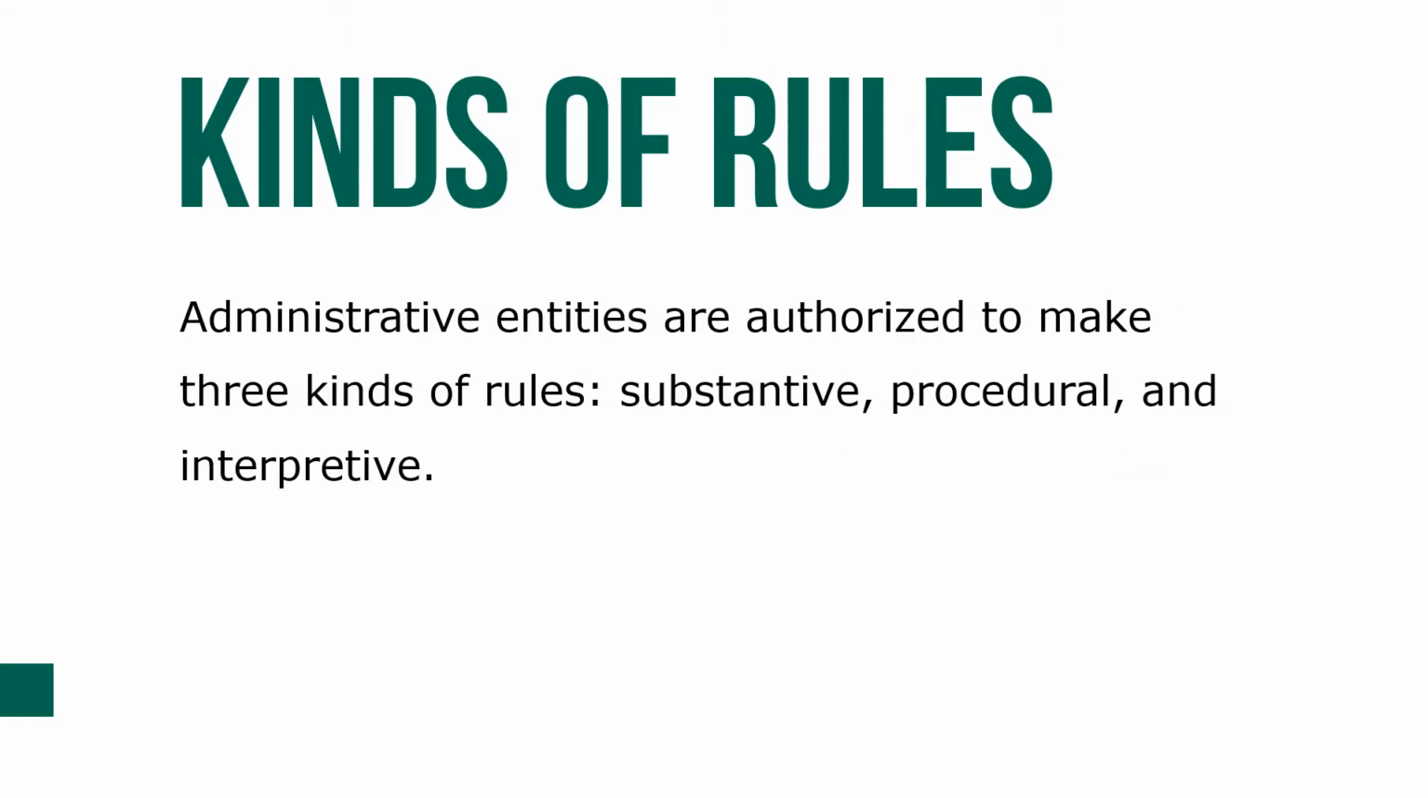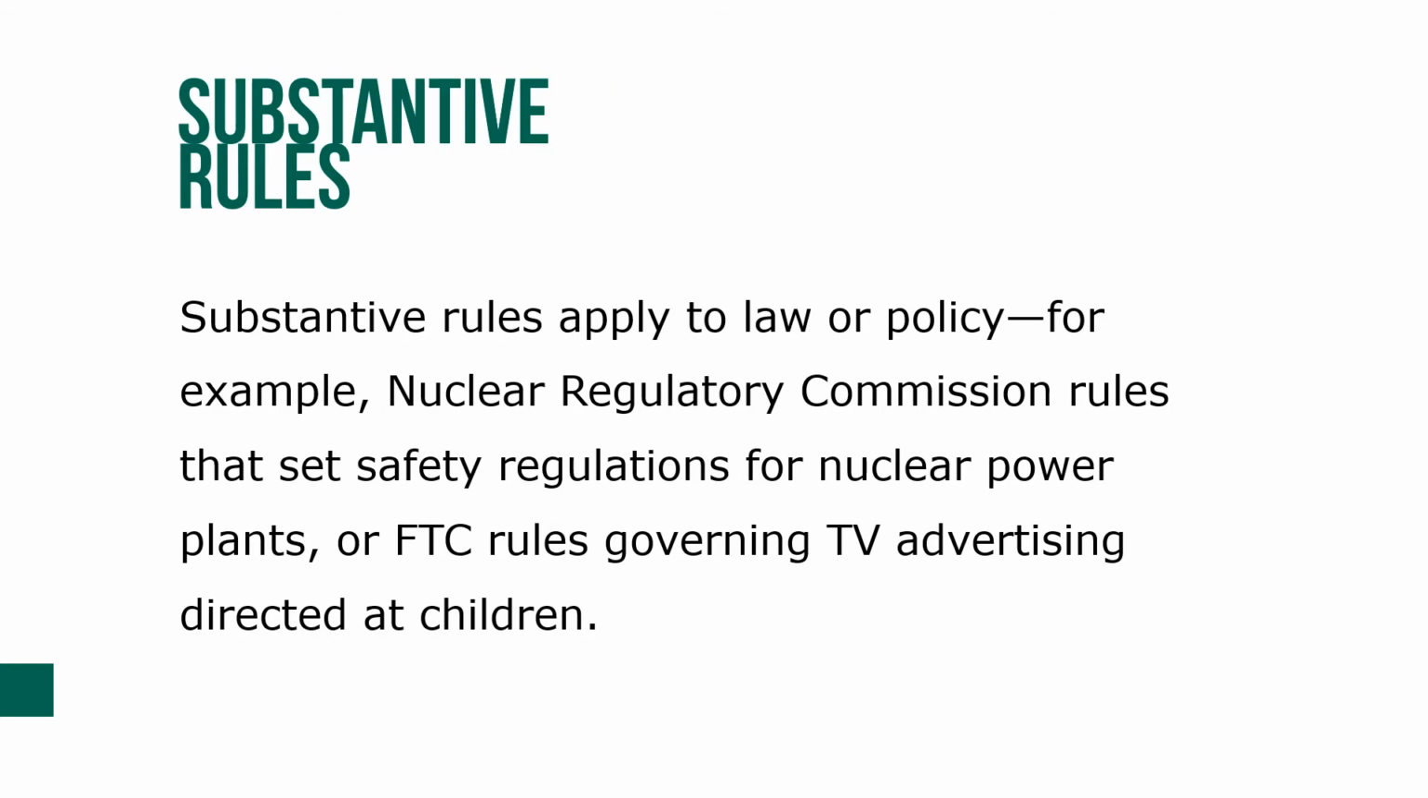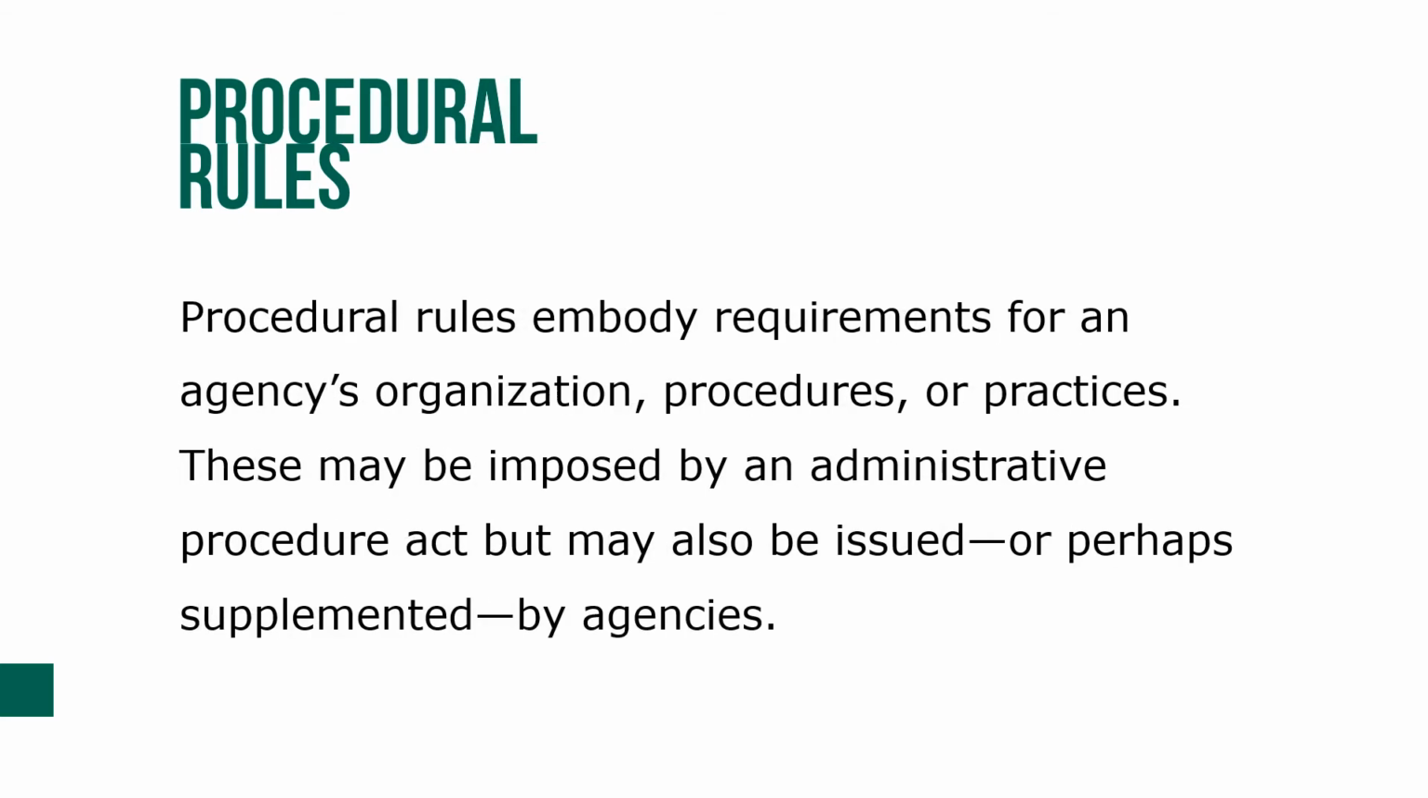Administrative entities are authorized to make three kinds of rules: substantive, procedural, and interpretive. Substantive rules apply to law or policy. For example, the Nuclear Regulatory Commission rules that set safety regulations for nuclear power plants, or FTC rules governing TV advertising directed at children. Procedural rules embody requirements for an agency's organization, procedures, or practices.